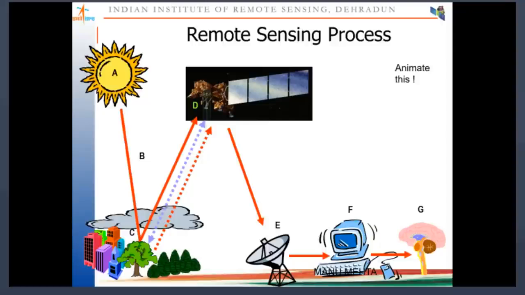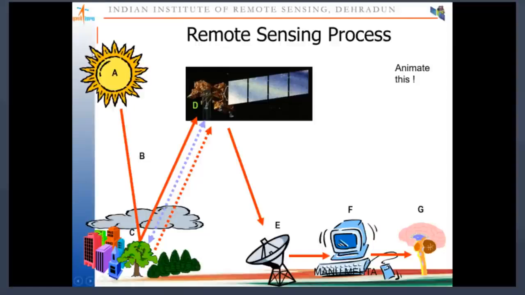Okay, so now knowing the what and why part of it, the next question is how to do remote sensing. So let's try to make this process happen. I've put here some components of remote sensing. A is the source.